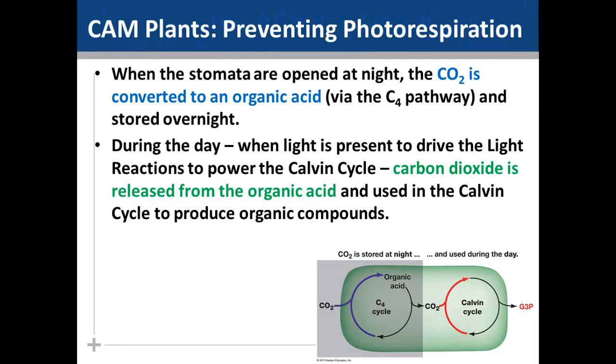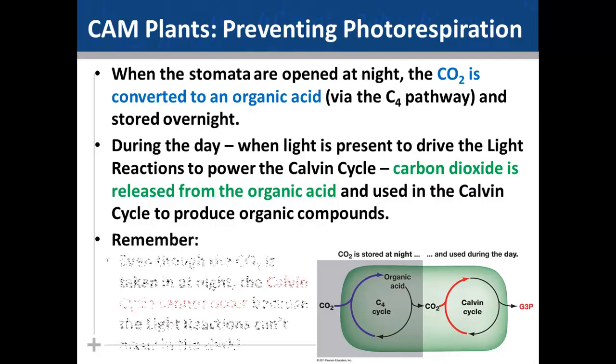And the reason for that is because there's no light at night, right? And hopefully you remember that light is required to do the light reactions, and the light reactions produce ATP and NADPH, which are needed to run the Calvin cycle. So even though the carbon dioxide comes in at night, it can't be used at night because there's no ATP or NADPH. Okay? So during the day, when light is present to drive the light reactions to power the Calvin cycle, carbon dioxide is released from the organic acid and used in the Calvin cycle to produce organic compounds. So basically, CAM plants take in their carbon dioxide at night and then store it until it can be used during the day.